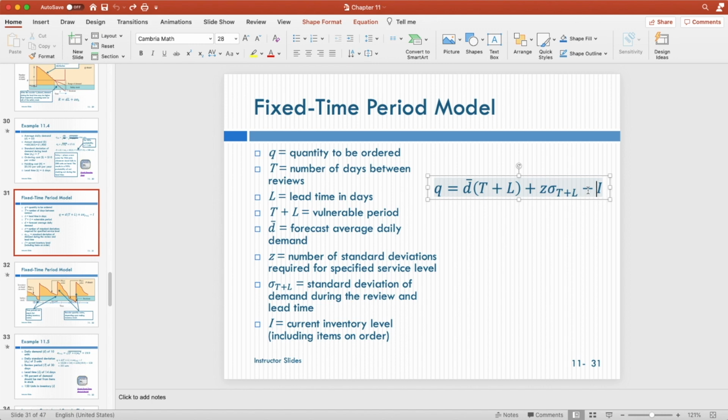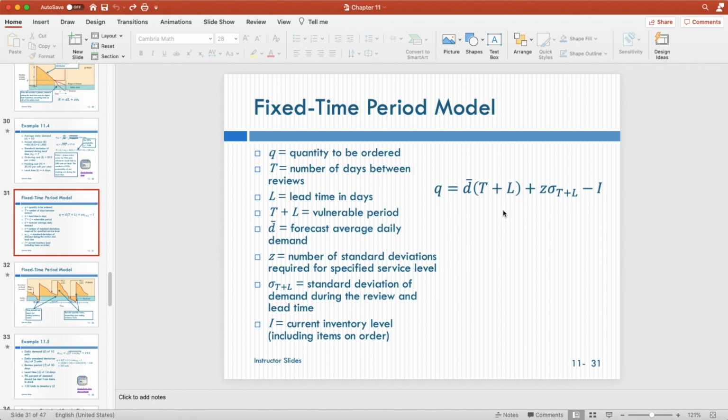So at every review period, you need to decide the specific quantity amount. Here I already list the equation. It won't be very hard.